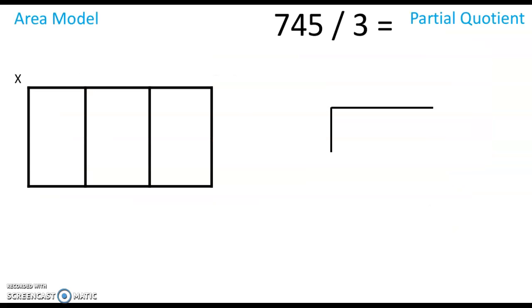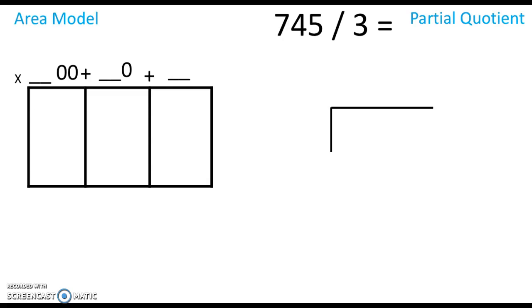So let's see how we do a 3-digit number divided by a 1-digit. I'm going to let you know a secret. It's the exact same thing as a 2-digit by a 1-digit, except you're just repeating one more time. So I have 745 divided by 3.